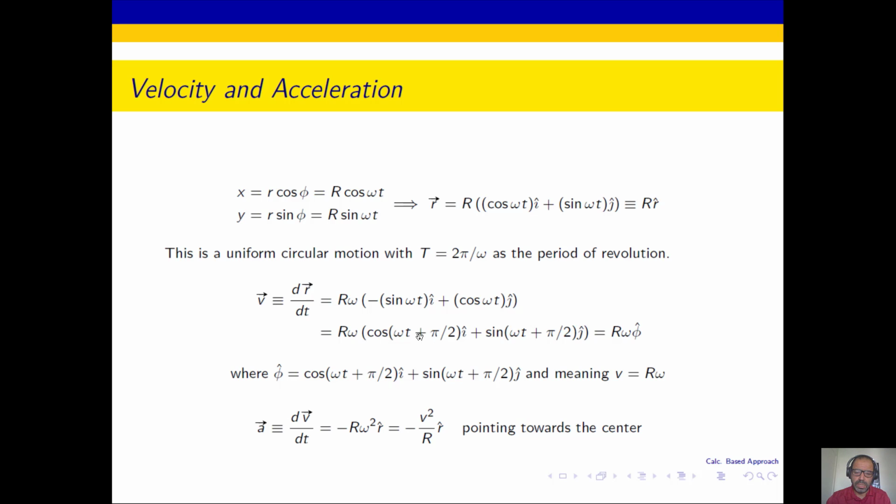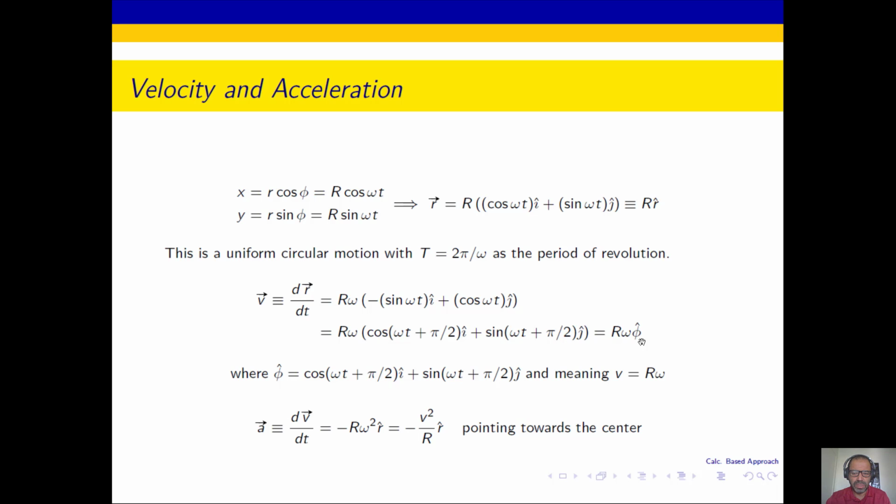Using a trig identity here, namely cosine of alpha plus beta is cosine alpha cosine beta minus sine alpha sine beta, and sine of alpha plus beta is sine alpha cosine beta plus cosine alpha sine beta, basically you flip the order. So using that identity, we can see that these two vectors are related.